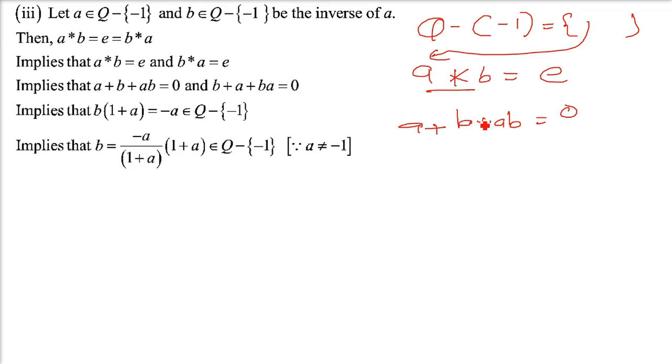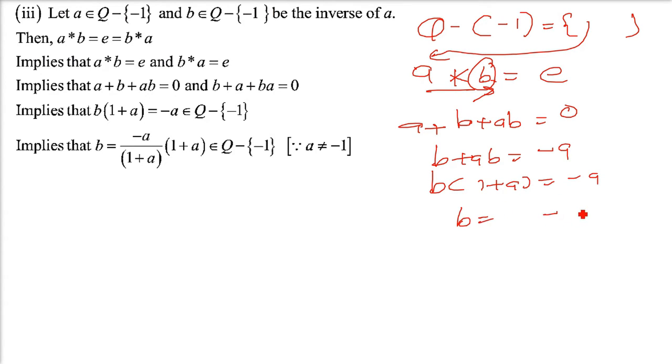Now what we have to find out is B, because B is the inverse. When you operate A with the inverse, you get 0, that is E. So B we have to find out. In this expression, take B on the left and whatever else is there, put it on the right. So B plus AB equals negative A. Take B common: B times 1 plus A equals negative A. B equals negative A by 1 plus A. This B, negative A by 1 plus A, is the inverse. I hope you got the idea.